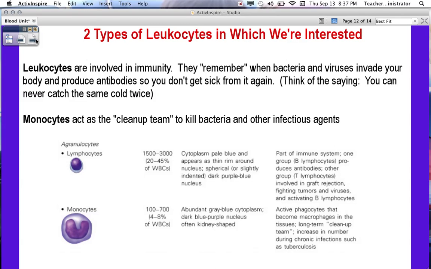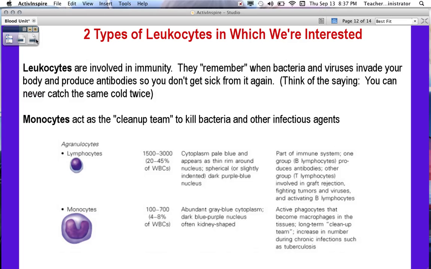Two types of leukocytes that we're interested in, there were many in your chapter that you read. There's basophils and eosinophils, and we're not interested in those. We're really just wanting to pay attention to the two known as lymphocytes and monocytes. There's a typo on my screen and it says leukocytes, so I'll have to go back and fix that. It should be lymphocytes. They're going to be involved in immunity.